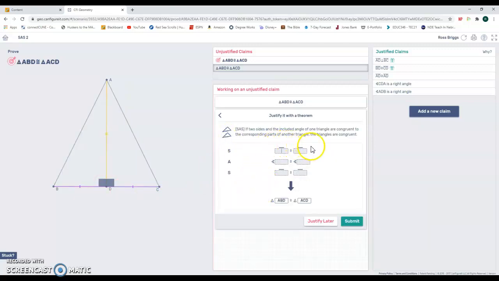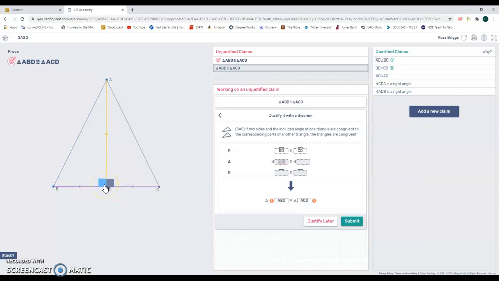And we need to type in our corresponding sides and angle that are congruent to justify that the two triangles are congruent. So we have that BD is congruent to CD. We have that angle CDA is congruent to angle ADB. And it's giving me ABD. Oh, you need to write it in order. That's kind of a big thing. It doesn't like it when you do that. I'm sorry, guys.